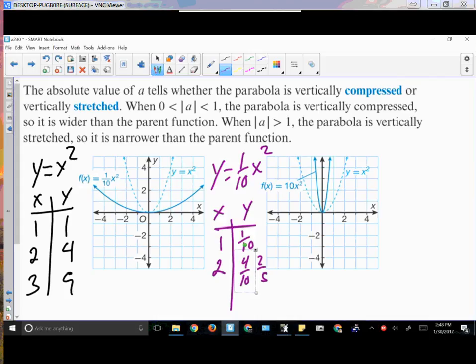Now, what happens if you run this idea of it, y is equal to 10x squared? Okay, take a look at this again. X and y, I put in 1, I put in 2.